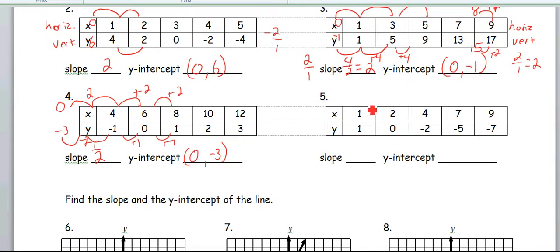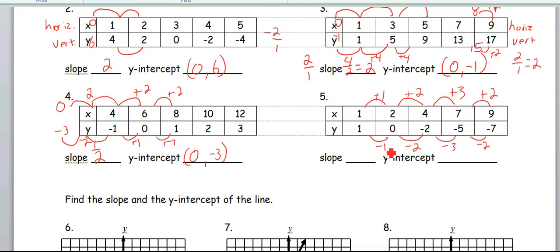On 5, let's look at this. So I go plus 1, minus 1, plus 2, minus 2, plus 3, minus 3, plus 2, minus 2. Now, this is very interesting.